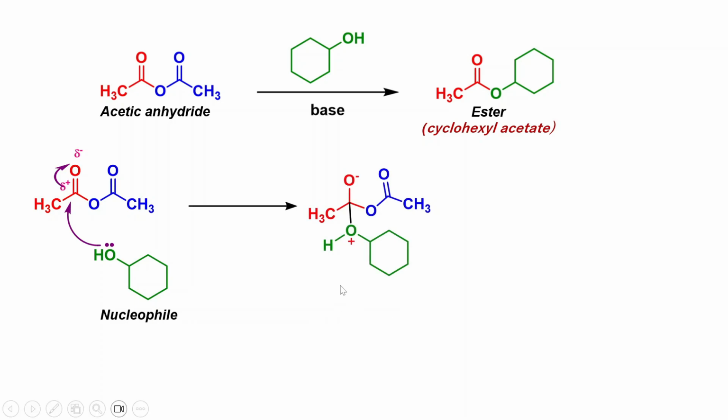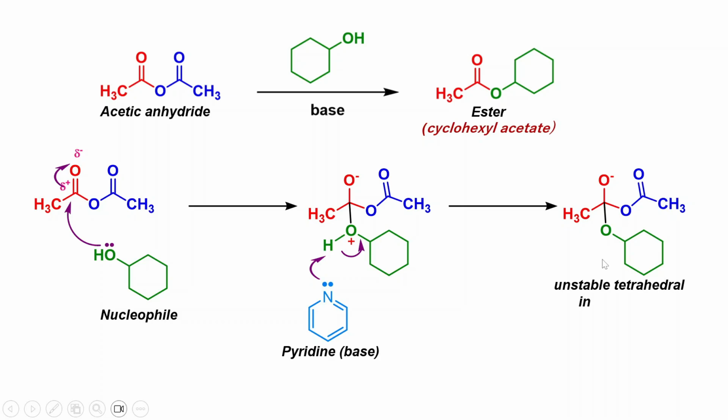So what you will generate is this intermediate containing the oxygen with this positive charge here. And we have the base, our pyridine, and the lone pair on the nitrogen will take this hydrogen, which will neutralize the charge on the oxygen. So what you will generate is again an unstable tetrahedral intermediate. Why is this again unstable? This is because we have here the C=O of the CH3 group. So this is an RCO2 minus group, which is a leaving group. So what will happen? This O minus will come down and this bond will cleave and you will generate the RCO2 minus.